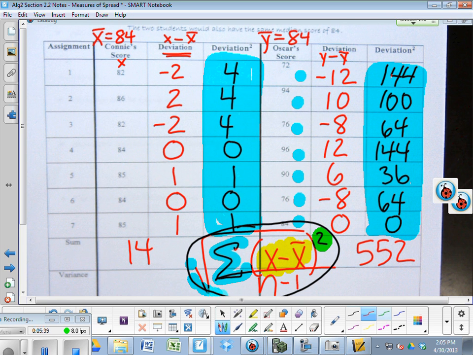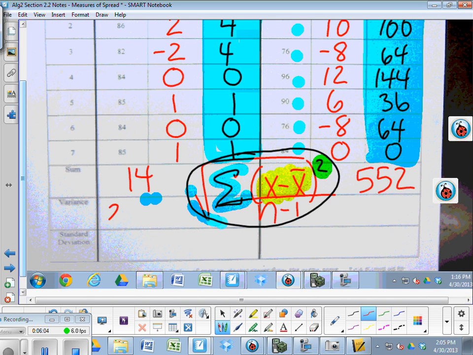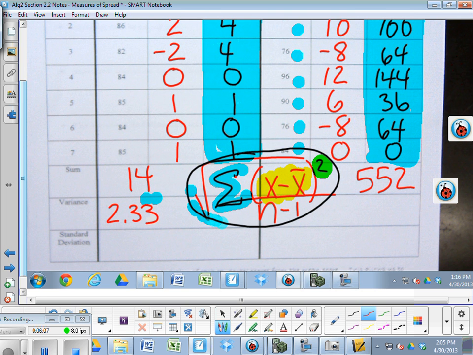All right, so how many scores were sampled? 7 are in the list, right? 7 actually made the list. So what should we divide by? Go ahead. Divide by 6. So you take hers divided by 6. What do you get? 2.33. That's known as the variance for her. Repeating. Take his total divided by 6. 92. Right on the button.